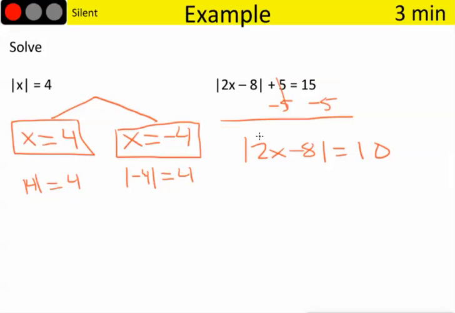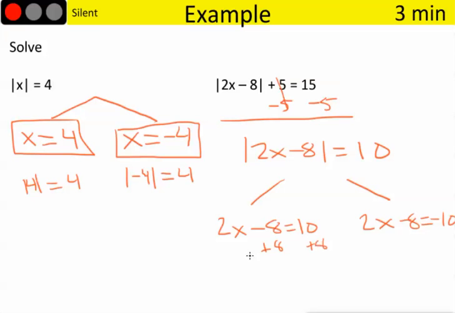Now that this whole left side is inside the absolute value, just like before, this problem is going to split into two parts. 2x minus 8 could equal 10, or 2x minus 8 could equal negative 10. And we need to solve both of these. So in both cases, we're going to add 8 to both sides, and then divide by 2 on both sides.